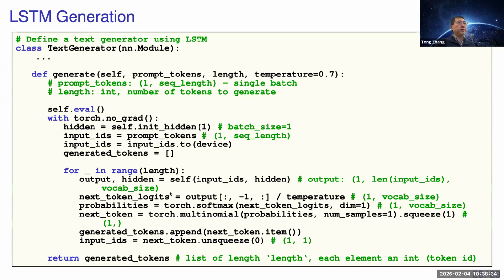Essentially each time you want to compute the next token, right? So basically, you have the output with one hidden state and the current input, and then you generate the next token. This one we are sampling.